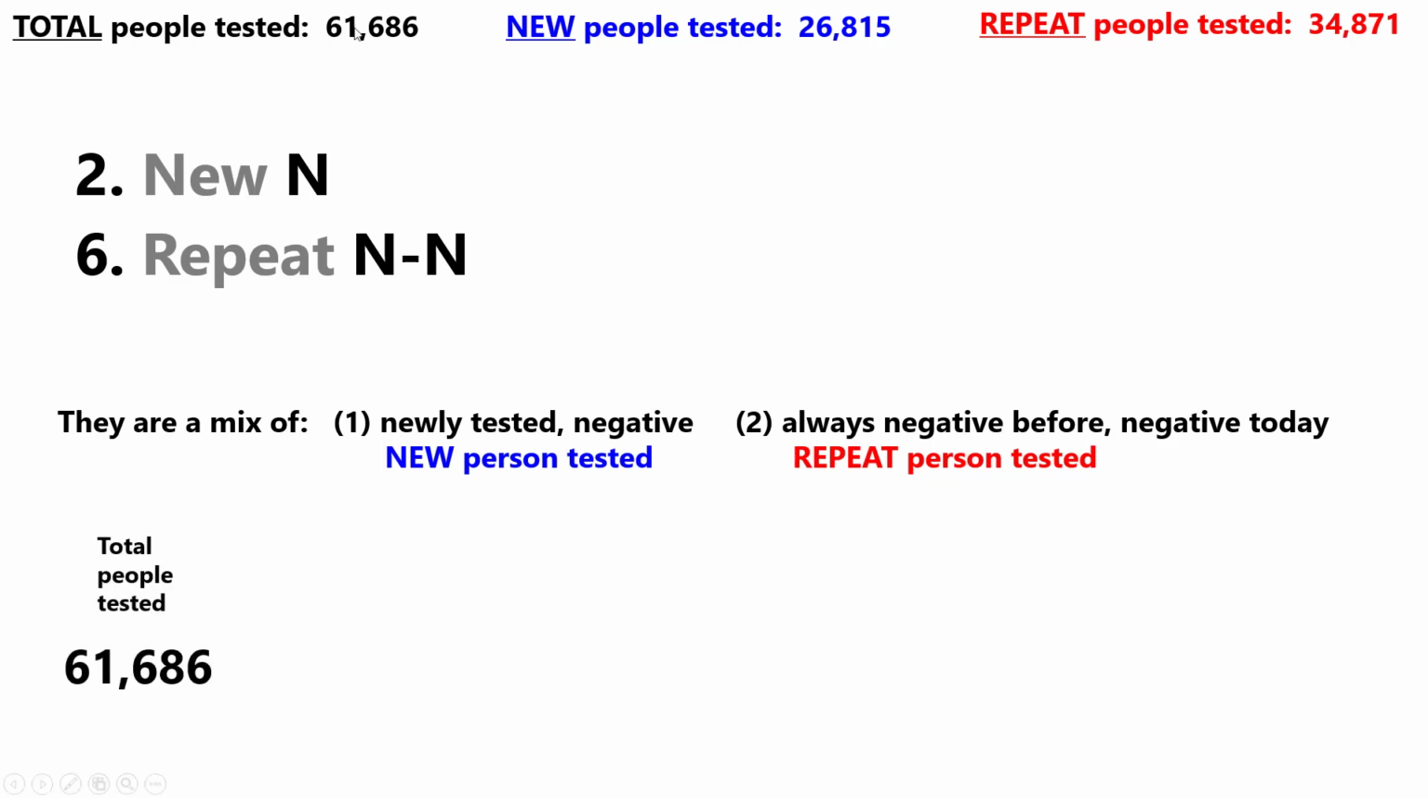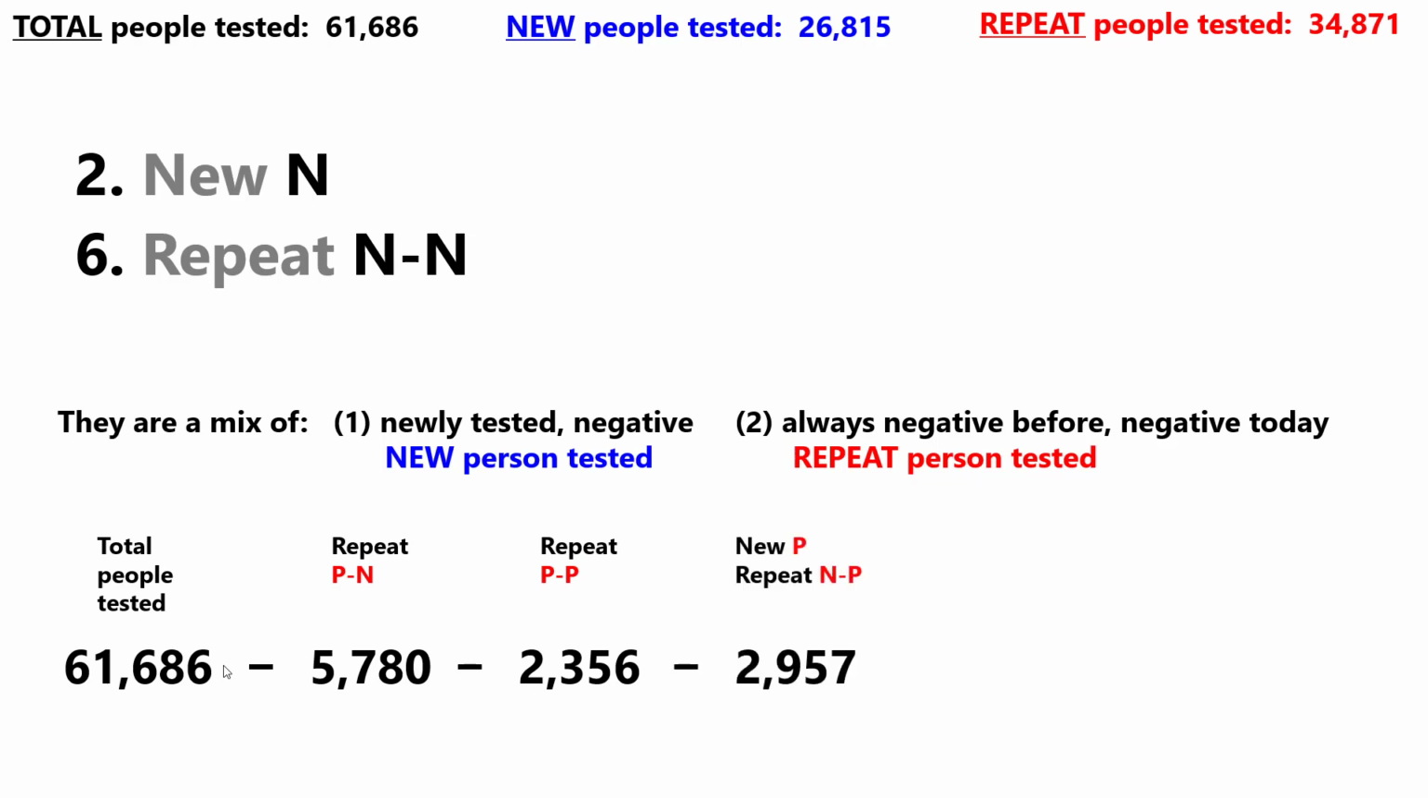And so I'm going to take the total people tested today, right, minus those groups for which we've already calculated the numbers. So I'm going to subtract the repeat positive to negatives, I'm going to subtract the repeat positive to positives, and I'm going to subtract the ones that we just did, the new positives combined with the repeat negative to positive. So again, basically just taking the total people tested minus all of the groups for which we've done calculations, and I will end up with 50,593 people tested today who fall into one of these two groups that are indicative of people who got a negative test result today.